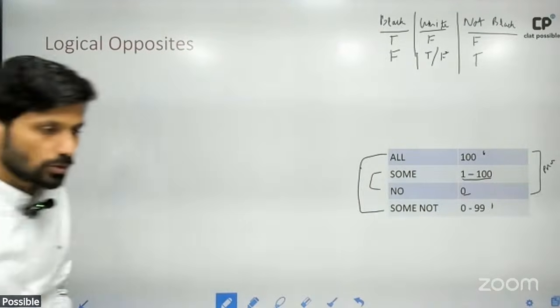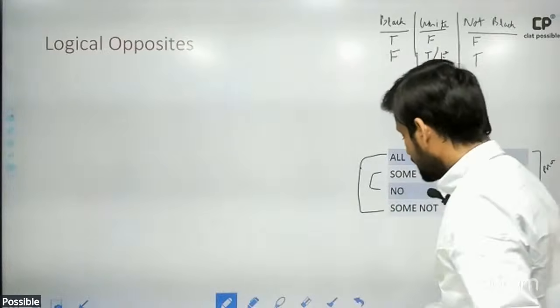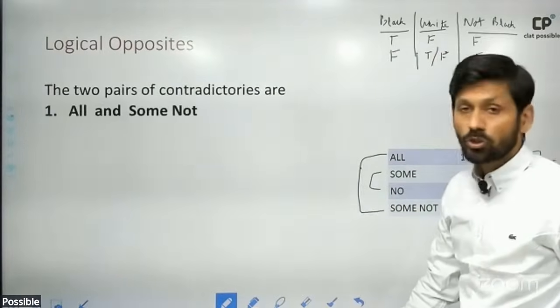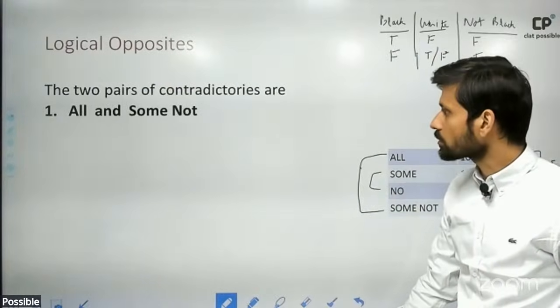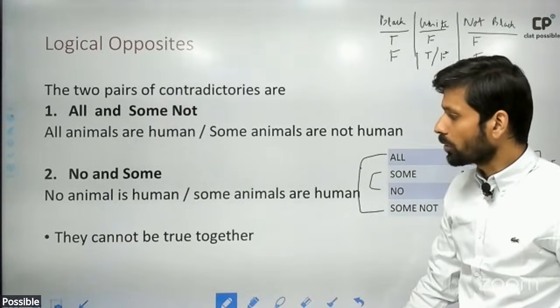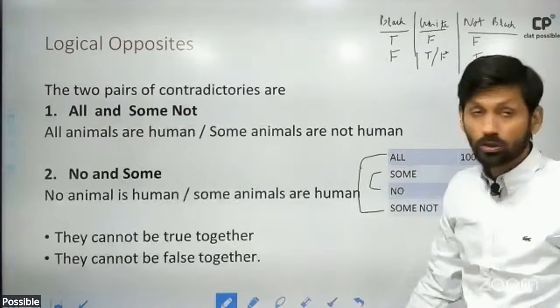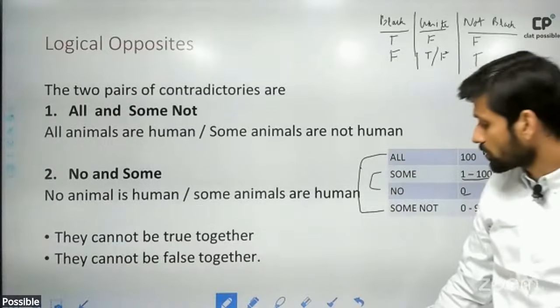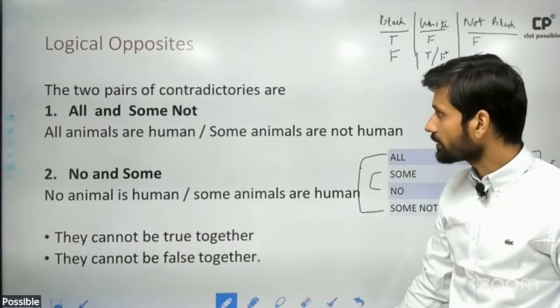All right. So far, so good. So this is the other concept that would come into play when we solve questions. Okay. So all and some not, no and some. They cannot be true together. They cannot be false together. All right.